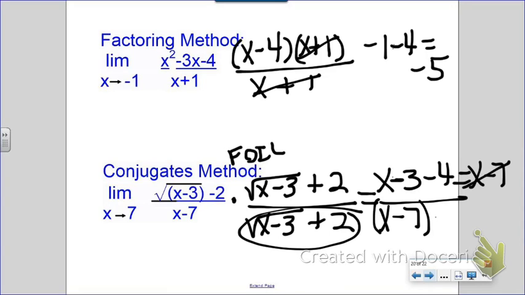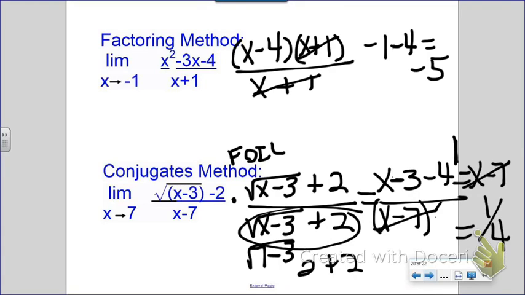So we can see that these will cancel. There's a 1 left in the numerator. Now I can plug in 7. 7 minus 3 is 4. Square root of 4 is 2, plus 2 is 4. So I'm left with 1 in the numerator and 4 in the denominator. So my answer is 1/4.